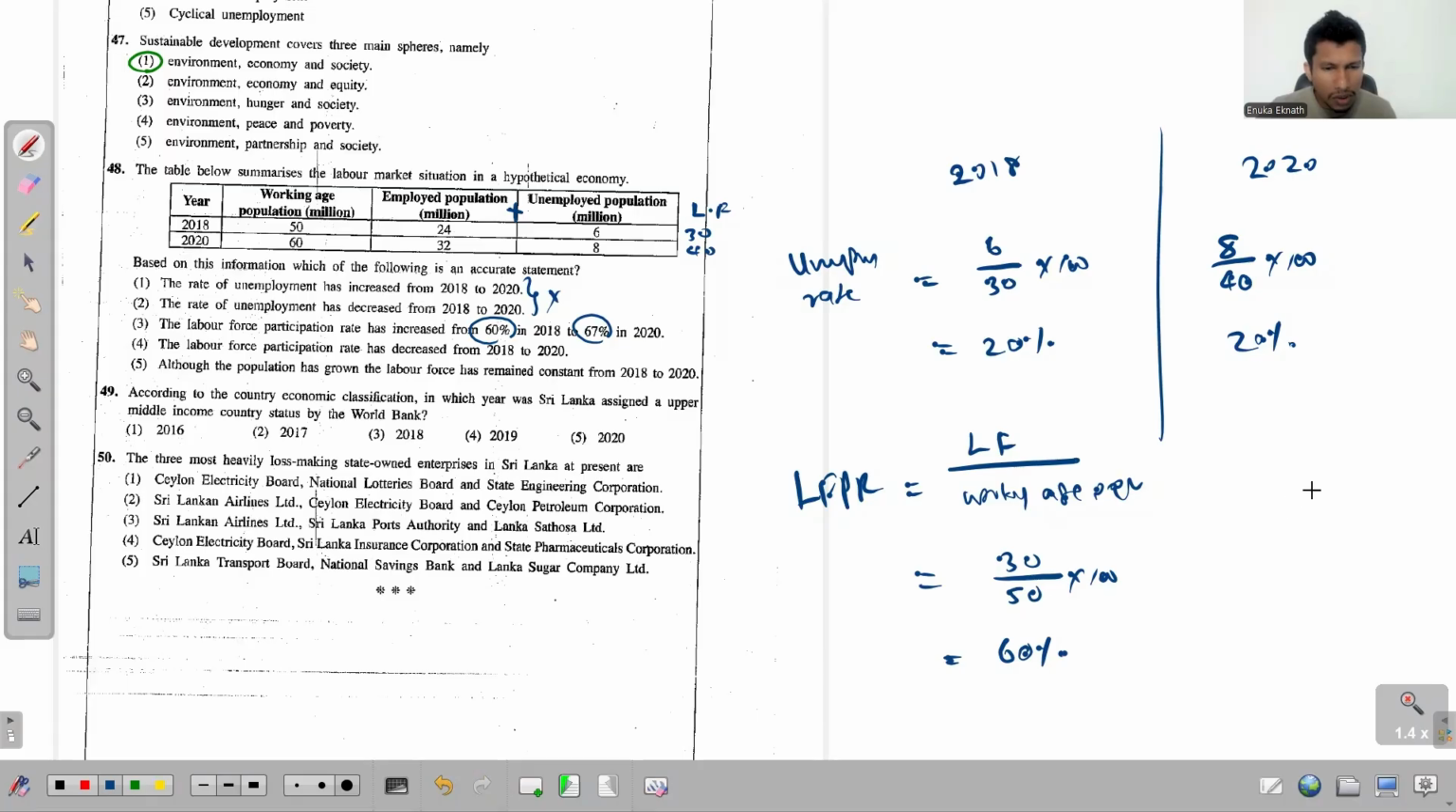And in year 2020, labor force is 40, and then working age population is 60, multiplied by 100, which is 4 over 6 into 100. 4 over 6 into 100 will give us 66.67%. Yes, approximately the provided values are true. In year 2018, labor force participation rate is 60%, and in year 2020, it is approximately 67%. So this has to be the answer.